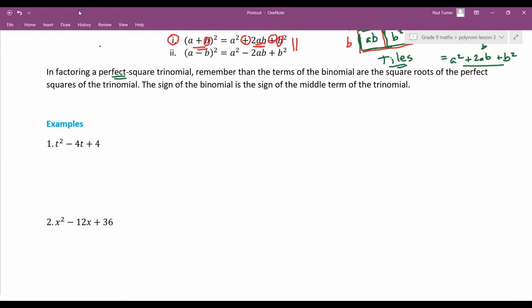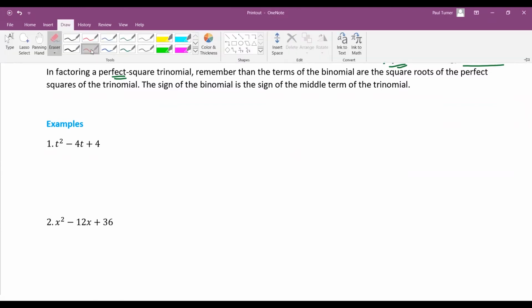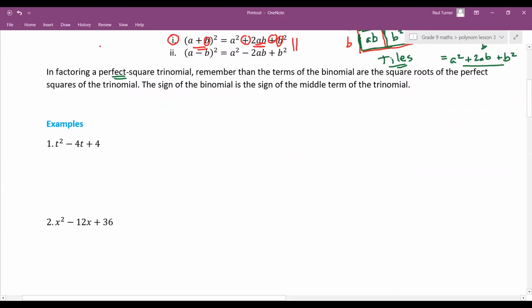Okay, so you've got to be careful. All of these ones in this sheet are perfect squares, but if this middle number doesn't match, it's not. So when you're doing these examples, the first thing you do is make the first number a square. So t squared is already a square. The next thing you do is make the last number a square. 4 is 2 squared. Okay, they have to be able to square, all right? If they can't, then it's not a perfect square trinomial. So you square the first number and then you square the second number. T squared is already a square.